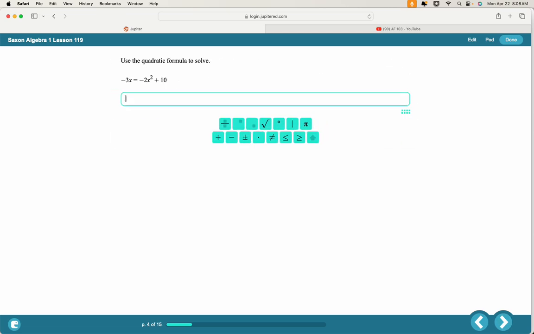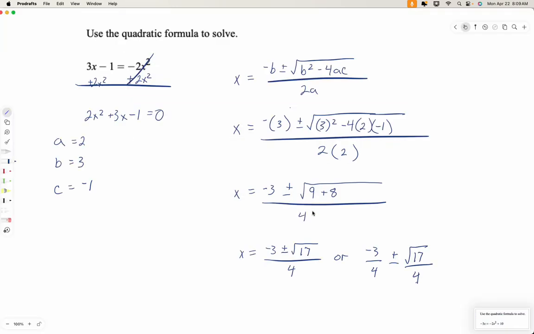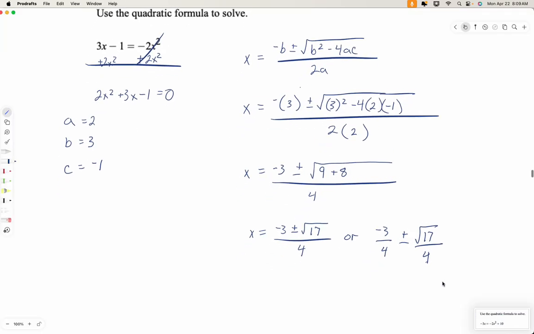So that's all you're doing for these quadratic formulas over and over and over again. You're putting them in the proper order. We'll do one more. And then you're dropping it into your quadratic formula to solve it.